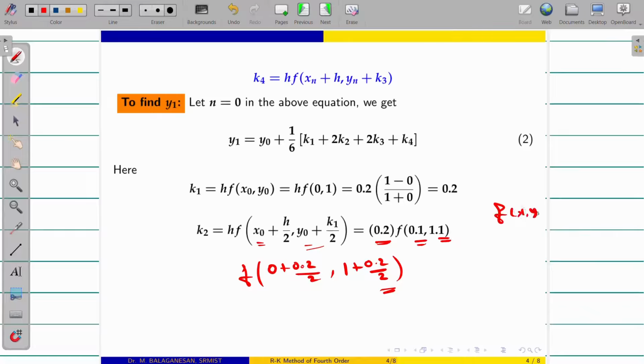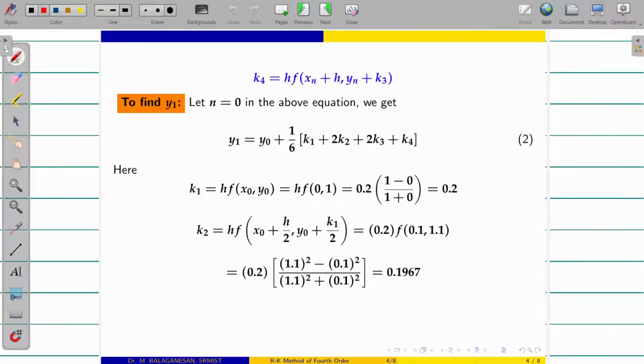f of x, y is y square minus x square divided by y square plus x square. Here you have to substitute it. So substituting the y value 1.1: 1.1 square minus 0.1 square. This is x; in the place of x, replace 0.1, and in the place of y, replace 1.1. That's it. We can get this answer.